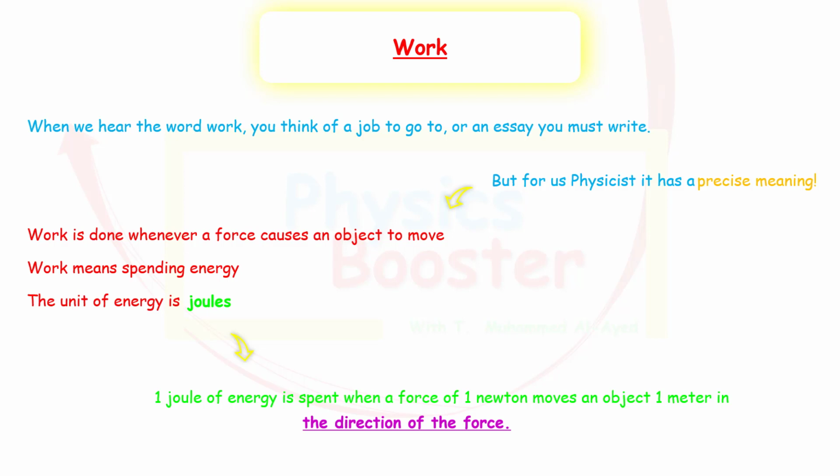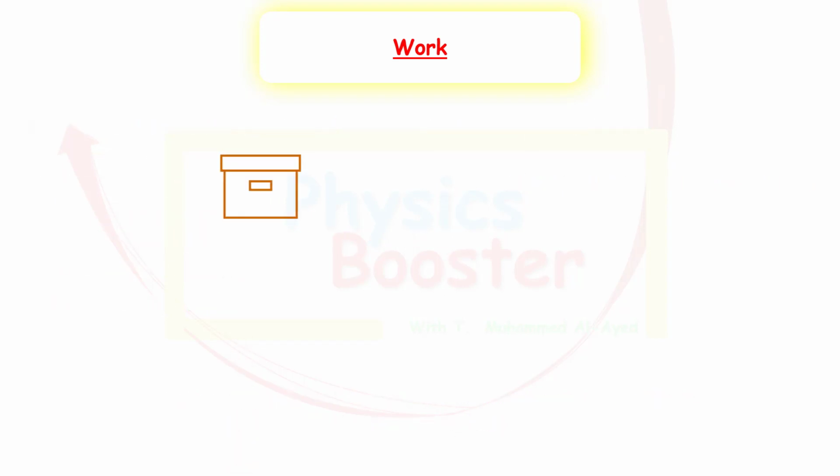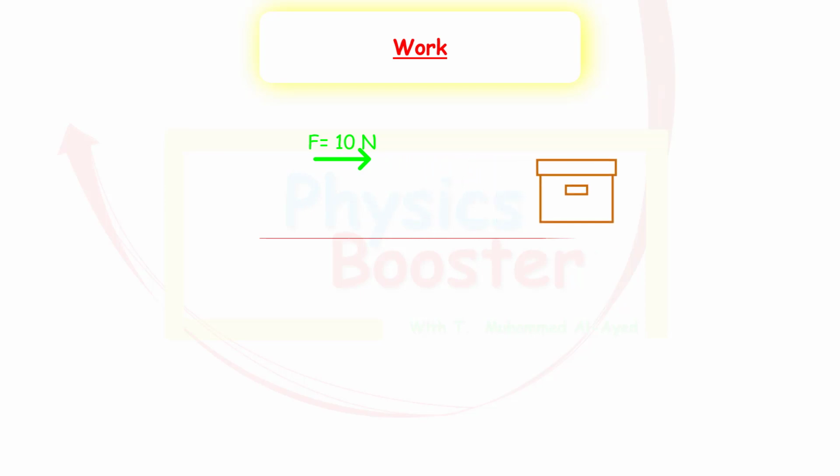But it's very important to keep in mind that the force and the moving distance must be in the same direction. So the movement must be in the direction of the force. So let's start out simple and look at this example here. We have a simple box and we applied a force equal to 10 newtons on it. The box moved a distance equal to 5 meters.